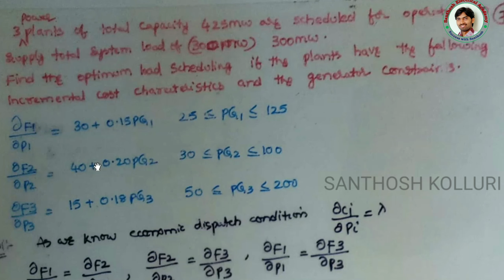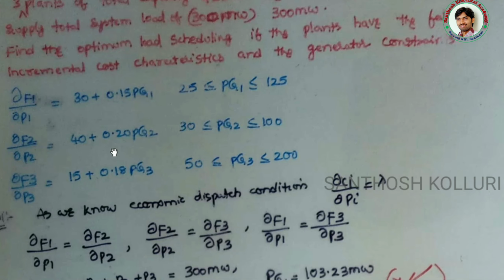Again, very simple. The economic operation condition is lambda should be same for all the plants. So what do you mean by lambda here? Incremental fuel cost, df1 by dp1, it can be called as IC. So IC of all the plants should be same. How can you equate these for the 3 plants? You can equate 1 with 2 or 1 with 3 or 2 with 3. So there is no problem. So I can solve like this.